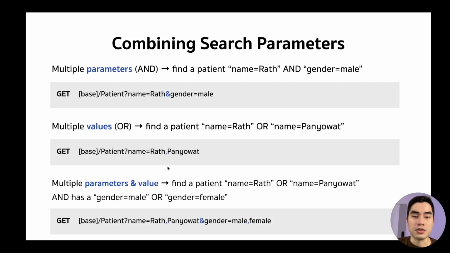Because we combine the values with OR, we can even have multiple parameters and multiple values by combining these two, like a FHIR patient with name RAD or name Panyawat, and gender male or gender female. We can do it this way. So in this case, if we have a patient named RAD with the gender female, it will be included in the search result.